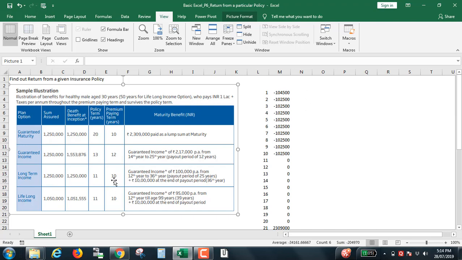This is the premium paying term, 10 years, the policy term is 11 years, and the person is getting 1 lakh per annum from the 12th year to the 36th year, a payout period of 25 years. It sounds like a very good policy: you pay 1 lakh rupees each year for 10 years, that means 10 lakh rupees. The 11th is the rest period, and from the 12th year you will get 1 lakh rupees each for 25 years, that is 25 lakhs, and then 10 lakhs extra at the end of the payout period, the 36th year. So the total payout to you will be 35 lakhs after giving 10 lakhs. Seems very good. We will calculate the ROI in Excel.